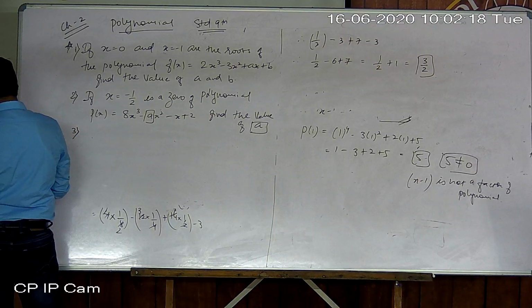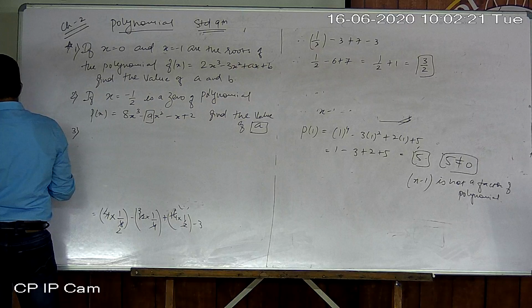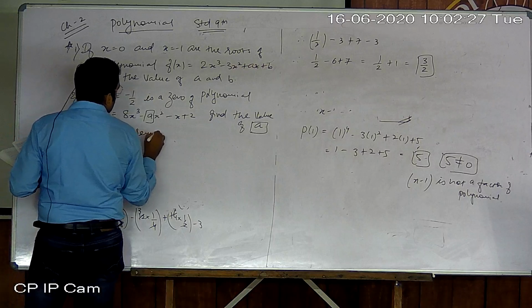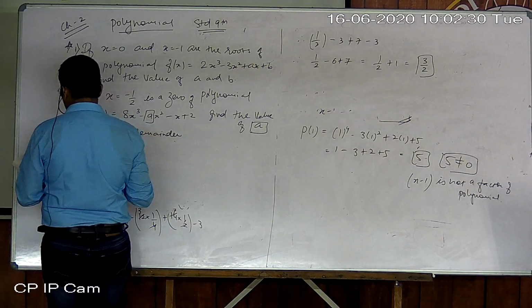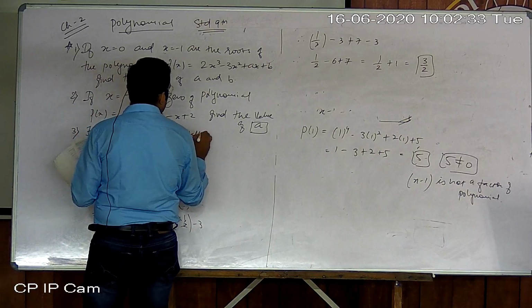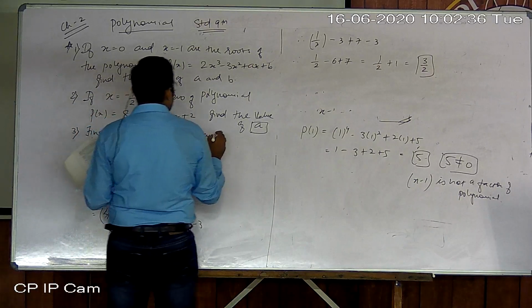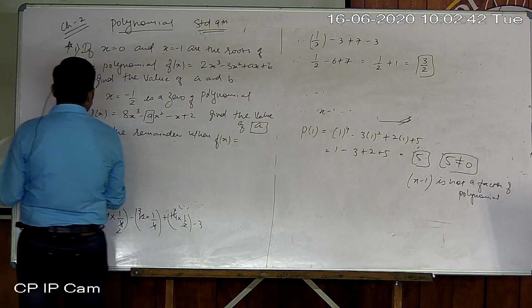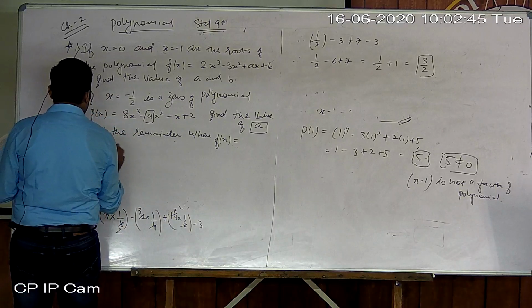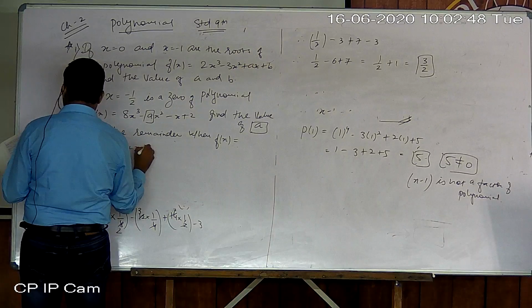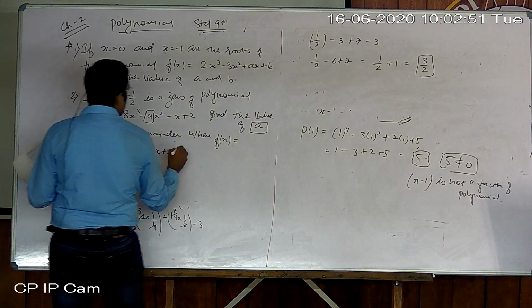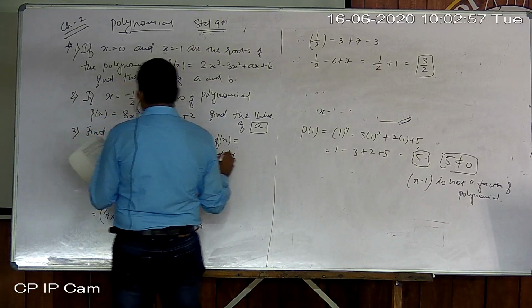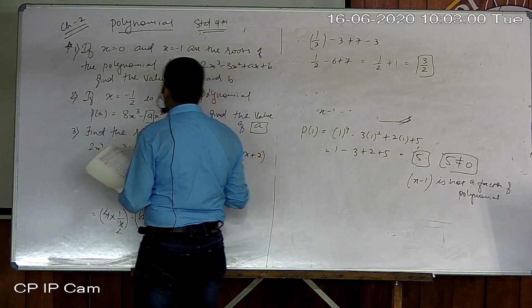The third one is: find the remainder when the polynomial f of x is equal to 2x raised to 4 minus 6x cube plus 2x square minus x plus 2 is divided by x plus 2.